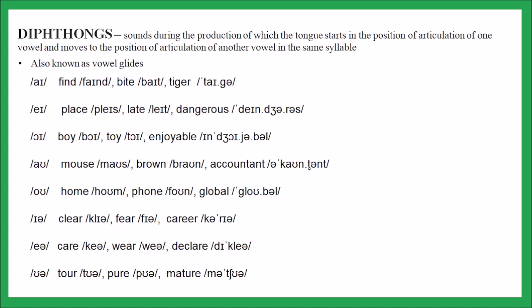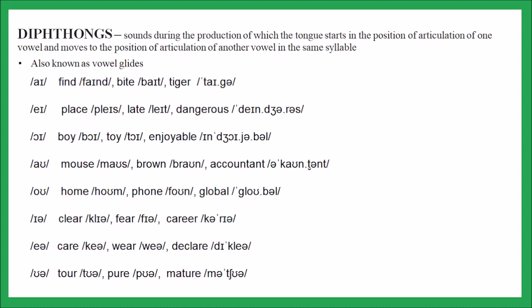Then the third one, that is beginning in an O and ending in an E. Oi, as in boy, toy, enjoy. The pronunciation begins in an O and ends in an E. Boy, toy, enjoy, enjoyable.